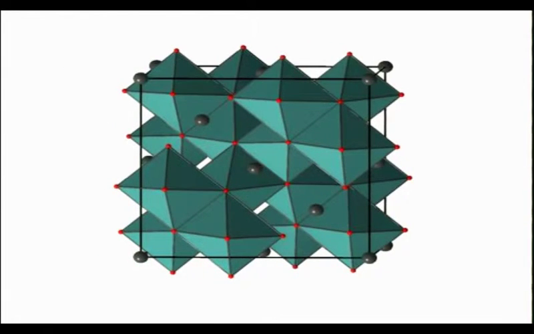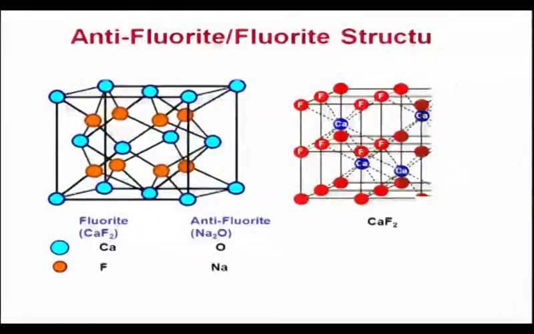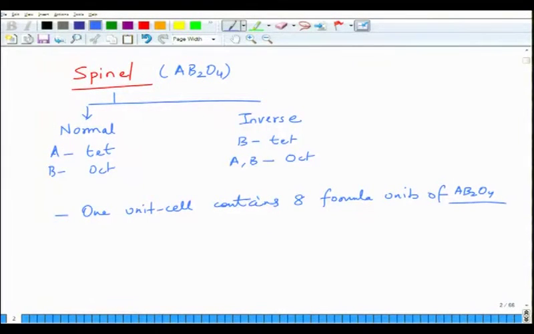So these are various octahedra stacked up. Octahedra will consist of basically the B cations, and tetrahedral sites will contain the A cations. So this is basically the spinel structure as I was talking about. So you can see here this contains 8 formula units of AB2O4.